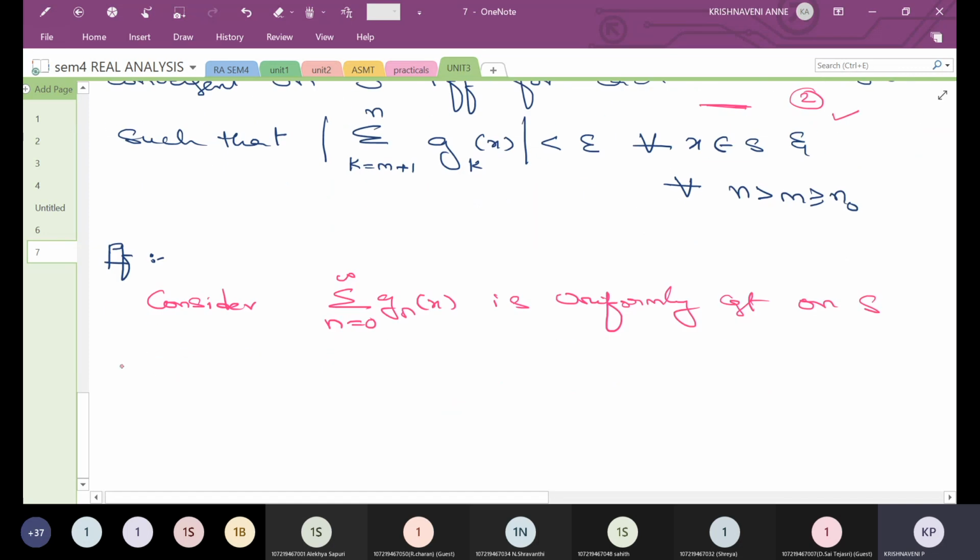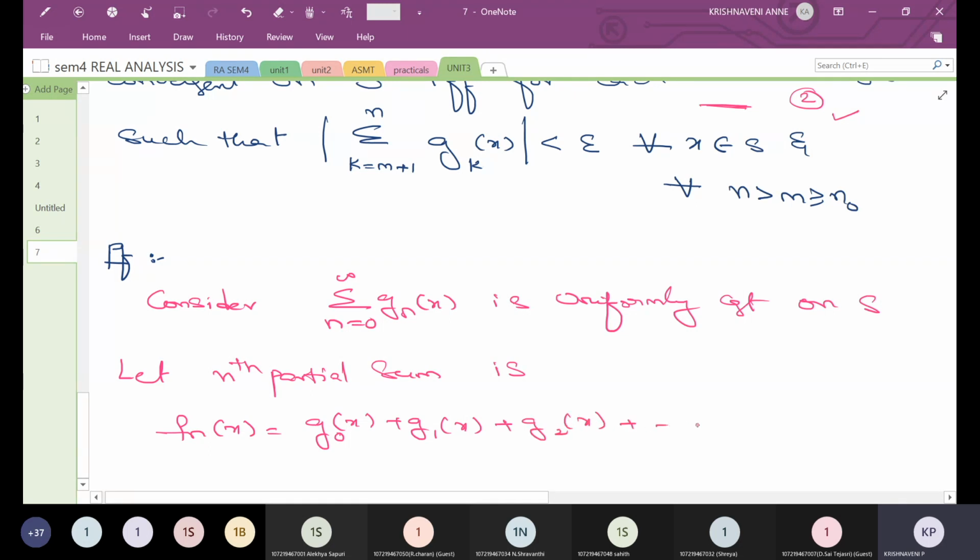Okay. Now, what I'm going to do, I will take the nth partial sum of the series. So let the nth partial sum of the series, I'll take it as fn of x. Now what will be fn of x here? g naught of x plus g1 of x, or you can write g naught plus g1 plus g2, anything. As I told you, sometimes I'm going to use x and sometimes without x.